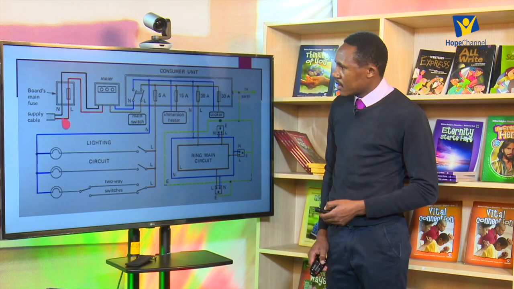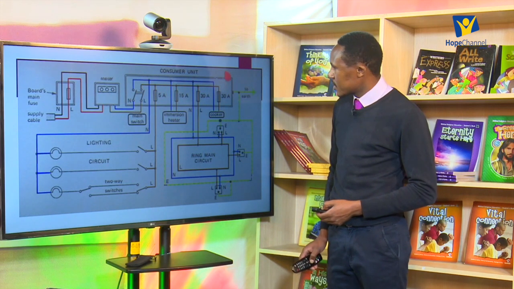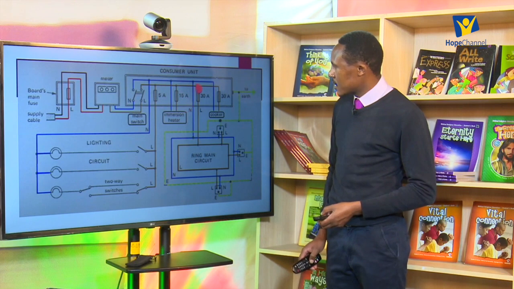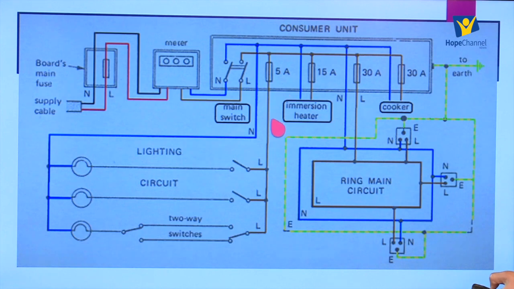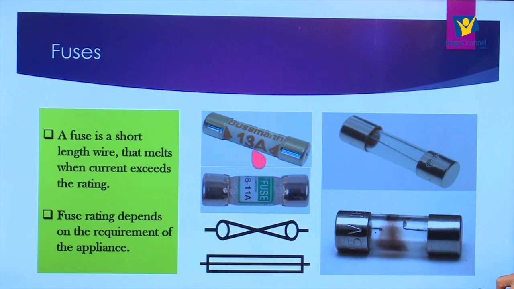So if you check again what we are having, it tells you that this is a fuse, this is another fuse inside there, this is a fuse, this is a fuse, this is a fuse. The rating of this fuse is 5 amperes, the rating of this one is 15, the rating of this one is 30, the rating of this other one is 30. So we have different fuse ratings, and as I have mentioned, that depends on the particular appliance you are going to use.